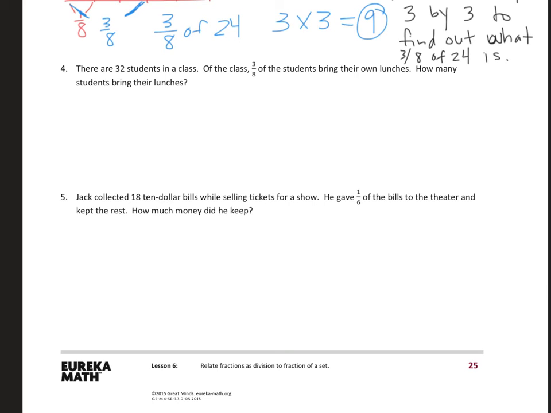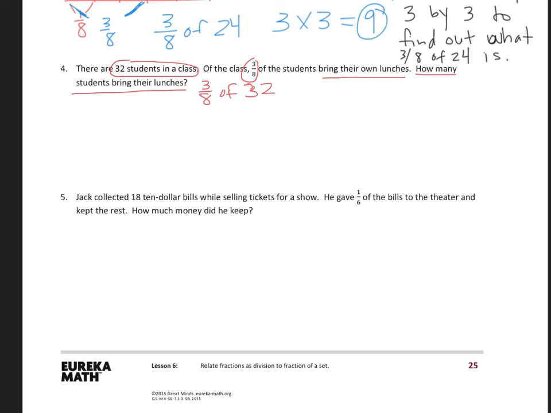And number 4, our last one for this lesson. They're telling us there are 32 students in a class, and 3/8 of the students bring their own lunch. They want to know how many students bring their own lunch. So here's our expression that we're trying to solve: what 3/8 of 32 is.